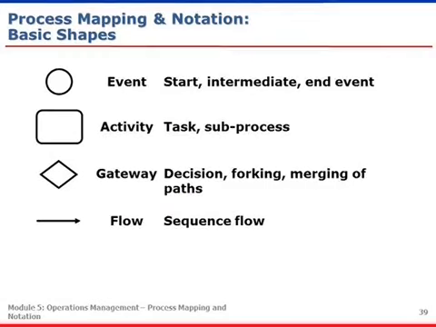The circle, or event, means start, intermediate, and end events. Now, the square with rounded corners would be activity, tasks, and sub-processes. The diamond is the gateway, for forking, decision, or merging of paths. The arrow to the right is flow, called a sequence flow. Submissions in this course will be limited to the shapes in these 2 pages.